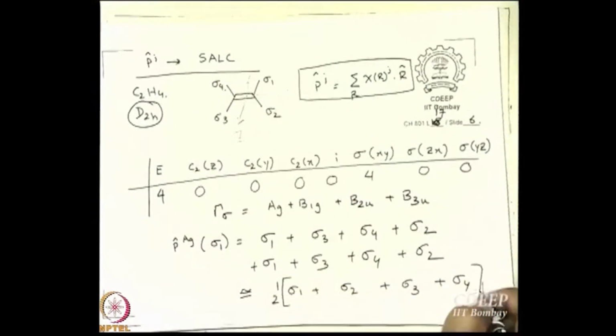So this is your normalized SALC, which has AG symmetry. What I am saying is, the example that we took earlier, xz plus yz plus z square, we made the projection operator operate on it, and we projected out the components that had the right symmetry. Now what I am saying is, the reverse is also true.